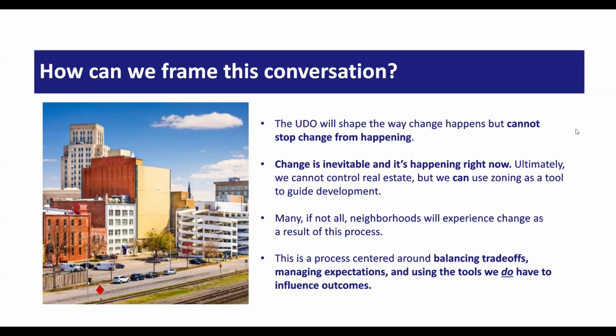But if we do know that change is occurring, then this process needs to focus on how we can use the tools we do have, like development rules in the UDO, to try and shape the change into outcomes that we want. As part of this process, likely all properties are going to be receiving a new zoning district designation, so it's also likely that all neighborhoods are going to see change as a result of this process. Ultimately, this is a balancing act. We need to consider trade-offs, manage our expectations accordingly, and really use the tools that we do have in order to influence the outcomes for aligning with the comprehensive plan.